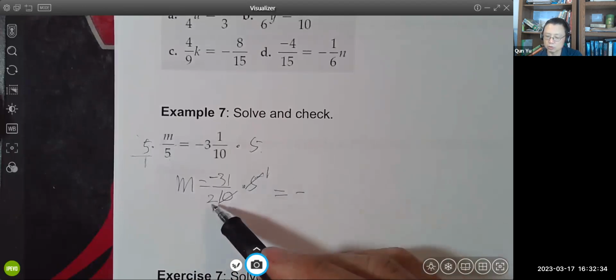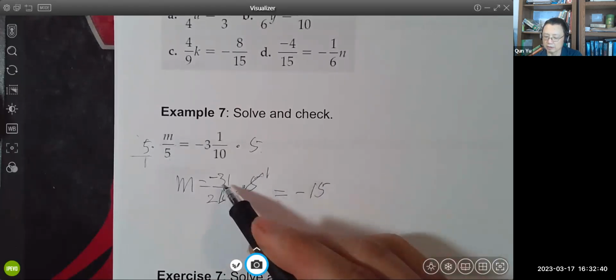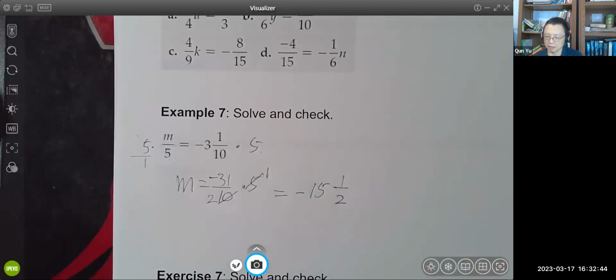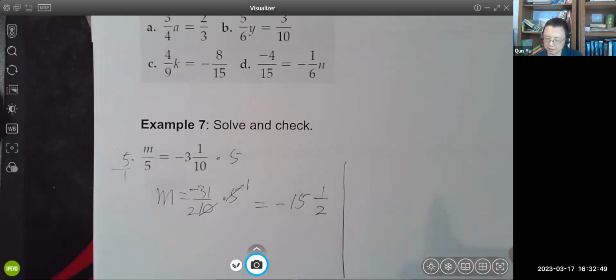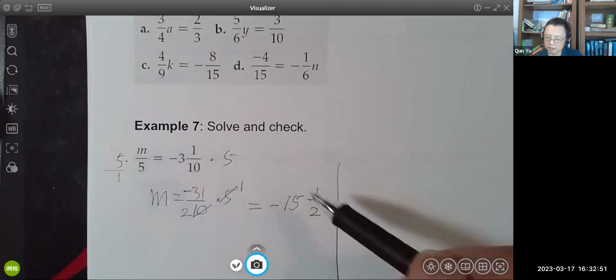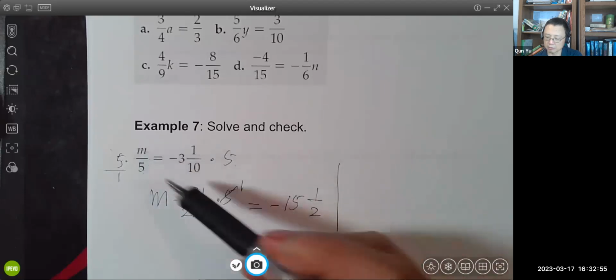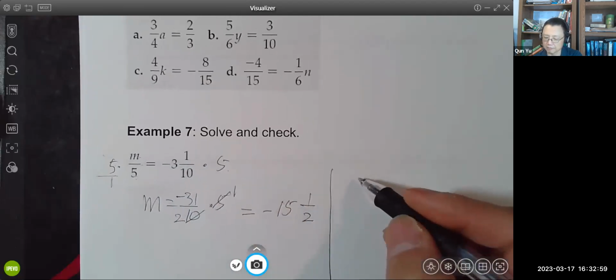31 divided by 2, that's 15. 2 and 15 make 30, right? And you still have 1 left, the remainder, so 1 over 2. Negative 15 and a half. Now, solve and check, right? Let's check. So m equals this number. That means if I plug in this number divided by 5, I should get this number on the right side, right? So let's do that.